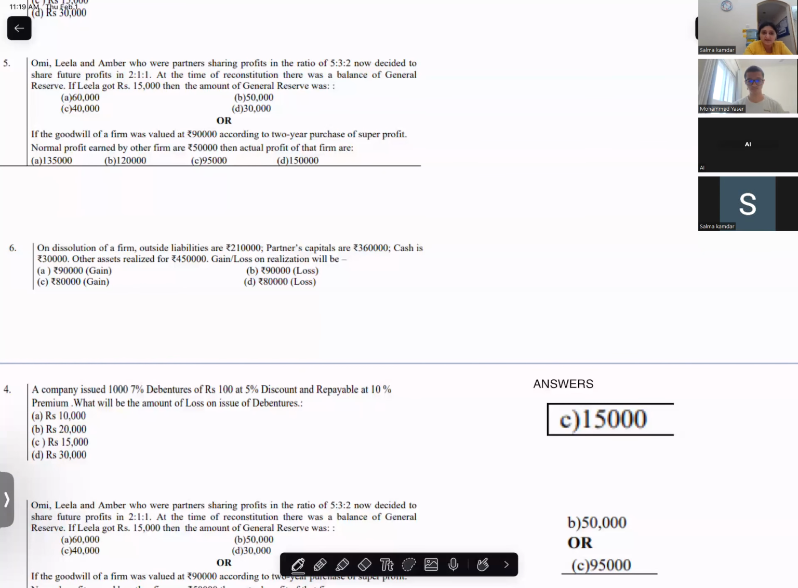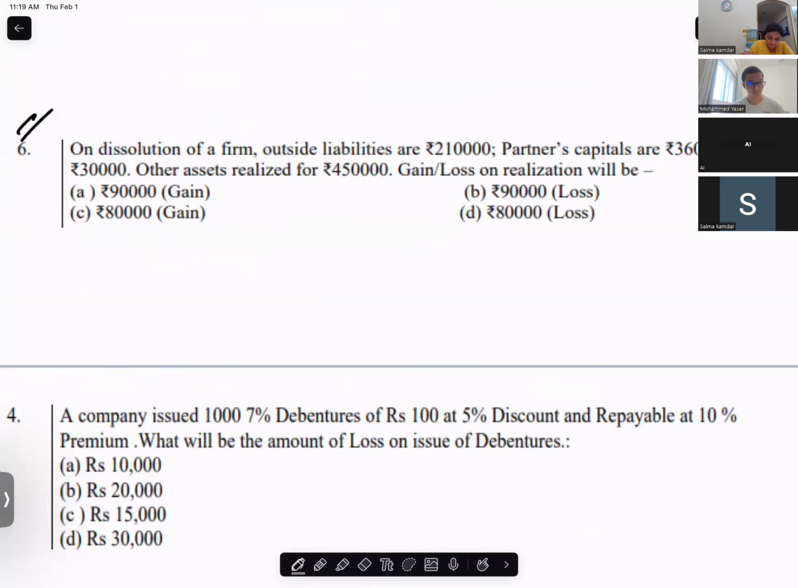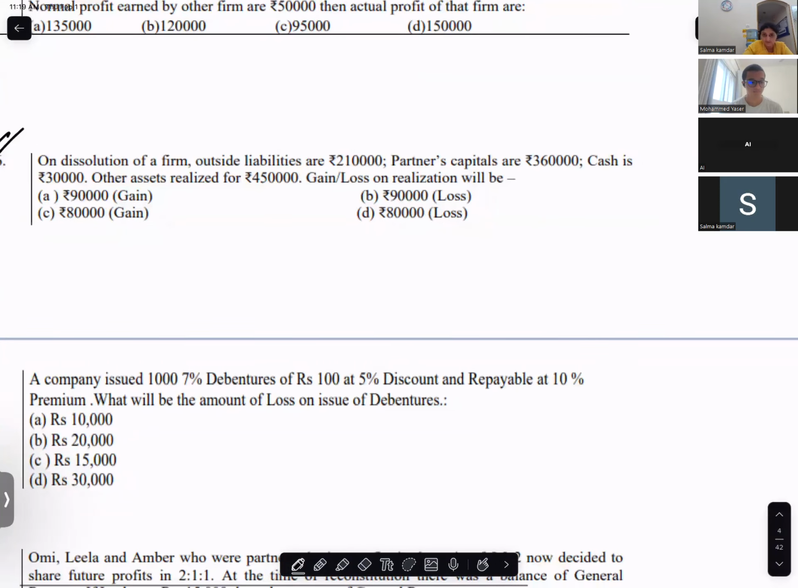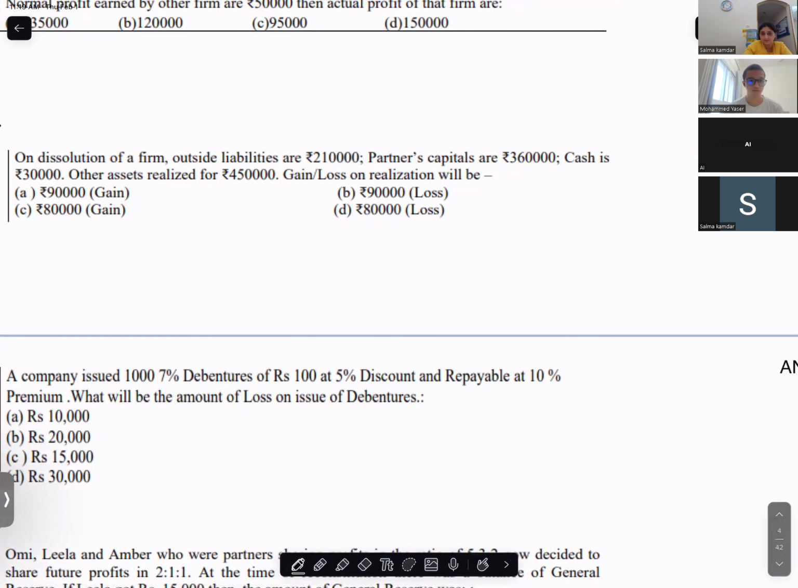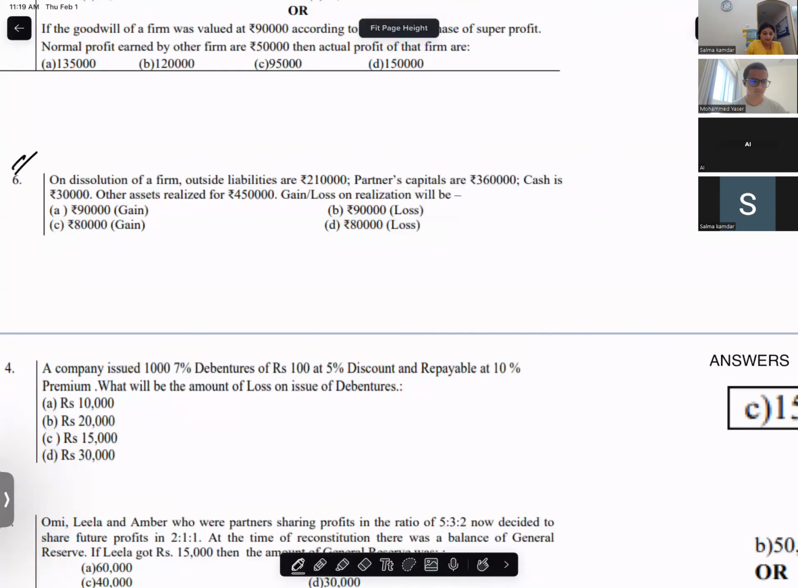We are continuing with the specimen paper. Okay. Sixth one. Can somebody read the question for me? On dissolution of a firm, outside liabilities are 2,10,000, partners' capital is 3,60,000, cash is 30,000, other assets realized is 4,50,000. Gain or loss on realization will be?